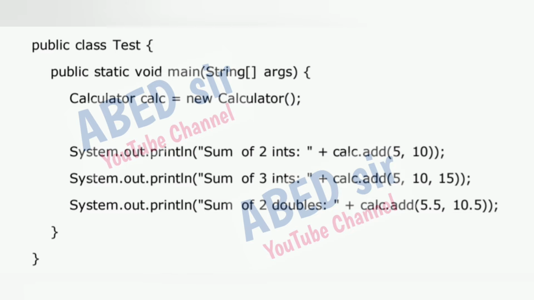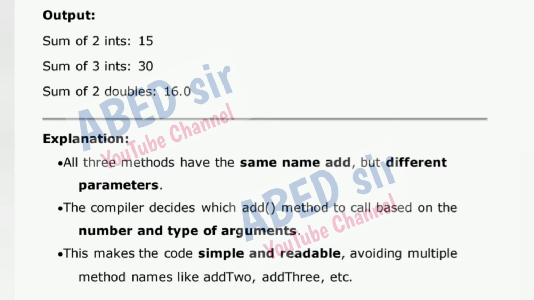Calculator calc is equal to new Calculator. System.out.println, "Sum of two ints" plus calc.add(5, 10). System.out.println, "Sum of three ints" plus calc.add(5, 10, 15). System.out.println, "Sum of two doubles" plus calc.add(5.5, 10.5). Output: Sum of two ints, 15. Sum of three ints, 30. Sum of two doubles, 16.0.